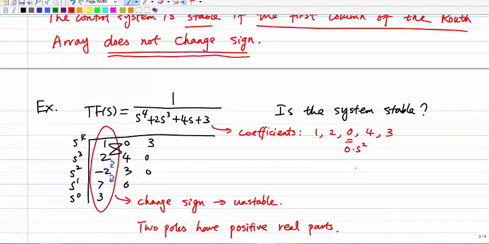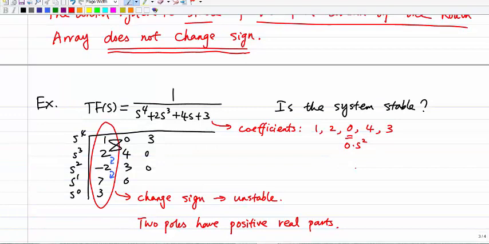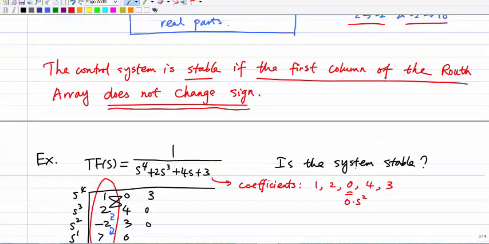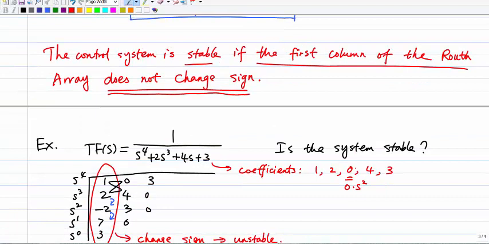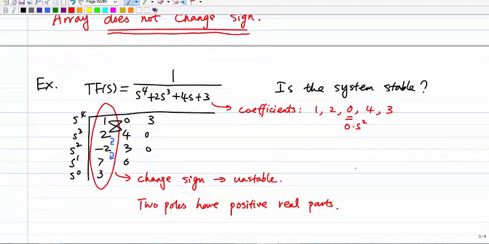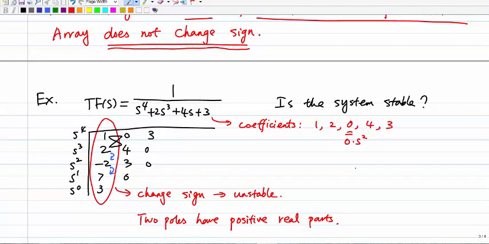So now here is another example to show how to use this property, checking the first column of the Routh array to see if the system is stable or not. I have a transfer function given by 1 over s to the fourth plus 2s cubed plus 4s plus 3. We want to see if the system is stable or not. So again we draw a horizontal line and a vertical line, and I put s fourth, the highest power, then s cubed, s squared, s one, s zero.